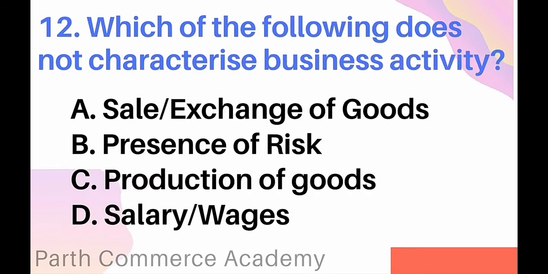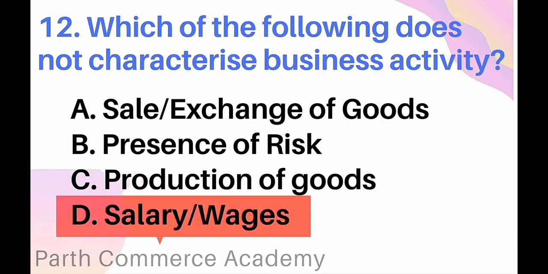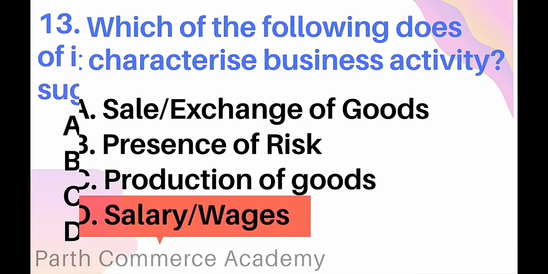Next question is, which of the following does not characterize business activity? Options are sale or exchange of goods, presence of risk, production of goods, salary or wages. When we talk about characteristics of business activity, sale and exchange is there, presence of risk is there, and production of goods is also a part of business activity. But salary or wages is not part of business activity. So the answer is option D, salary or wages.